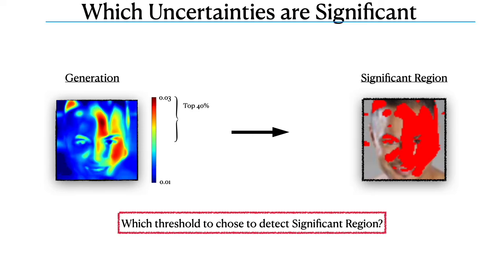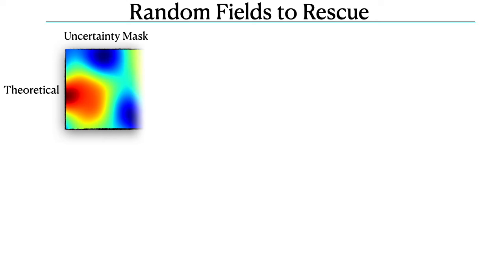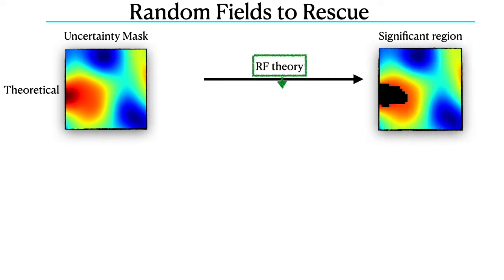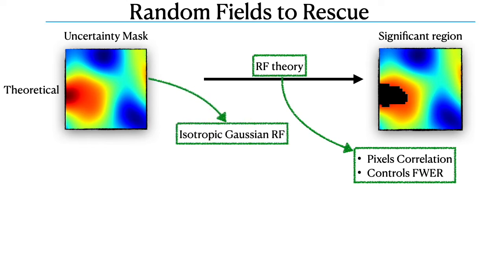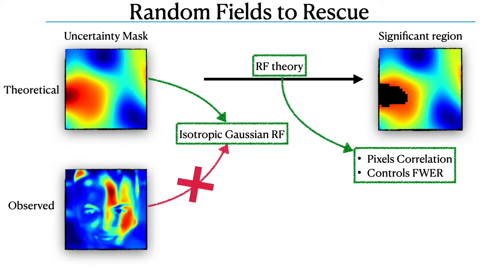Note that a generated uncertainty mask can be considered as a general random field. Consider a theoretical random field with nice properties. According to random field theory, we can derive the significant region without assuming independence of the pixels, which is important in vision problems, and preserving the family-wise error. However, it works for a very special random field, like isotropic Gaussian, while an uncertainty mask from a neural network is definitely not an isotropic Gaussian random field. Thus, the theory of random fields cannot be applied directly.